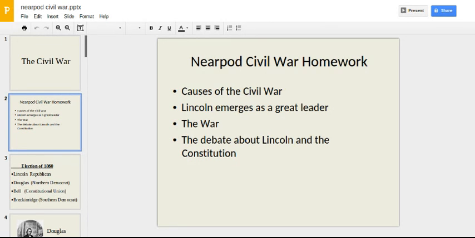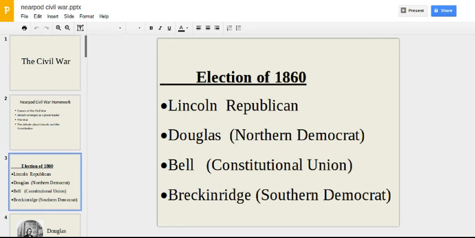And last but not least, we're going to talk about the debate about Lincoln and how Lincoln used his powers as president. Some would say abused his powers as president. Others would say that he was the greatest president in American history. So, with that in mind, let's move along.